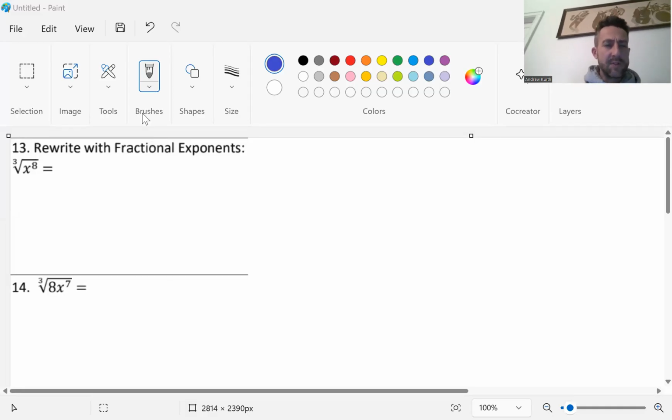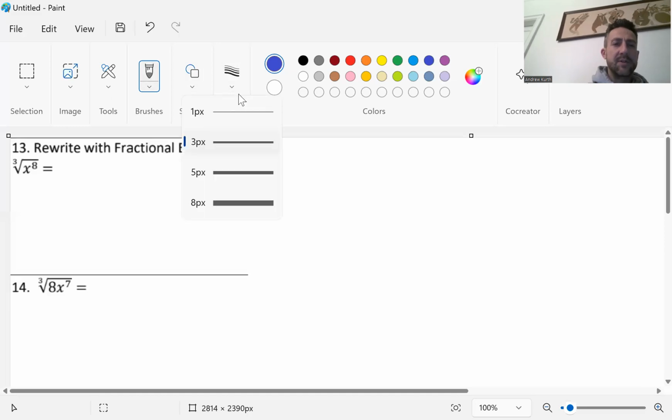Fractional exponents, also called rational exponents, can be tricky. So I'm going to show you a couple of things with them. Before I do the problem to rewrite using fractional exponents, I'm actually going to first show how this could simplify just with simplifying radicals.